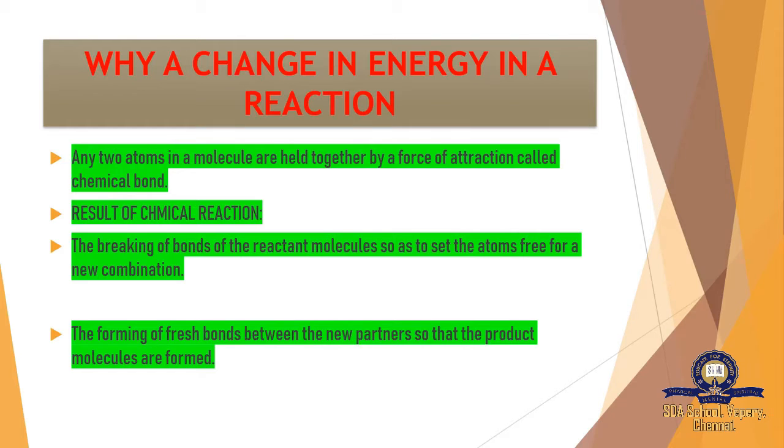Next, the forming of fresh bonds between the new partners so that the product molecules are formed. So the individual atom is ready to combine with one more atom to form a new compound. It is ready to combine with another partner, that is, another atom, so that the product molecule is formed. The new product is formed at the end of the chemical reaction.